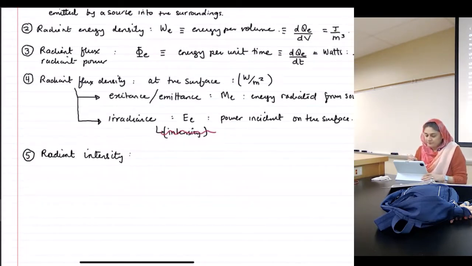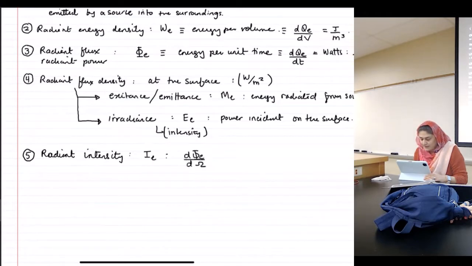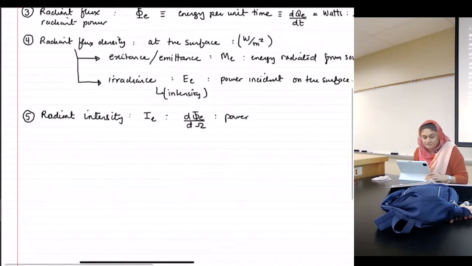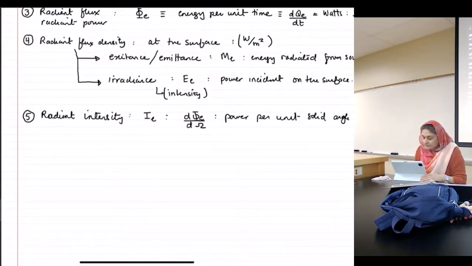The symbol for radiant intensity is I_E, and the formula for this is d phi_E over d omega, where omega is the solid angle. So this is defined as power per unit solid angle. So do we all know what this is?